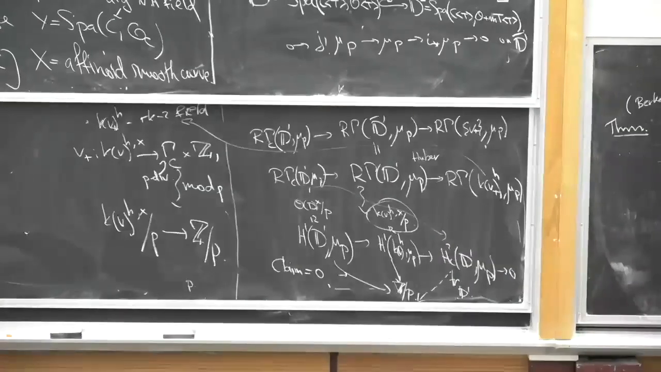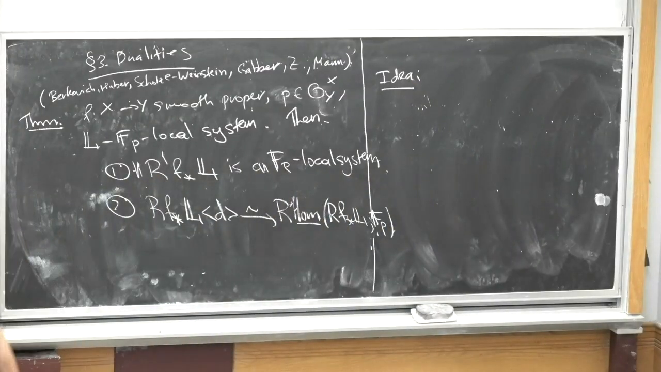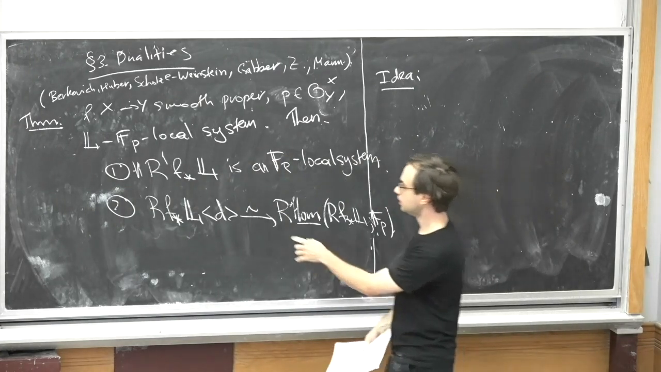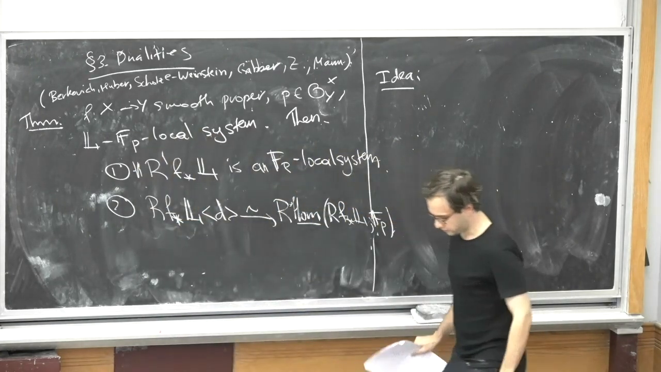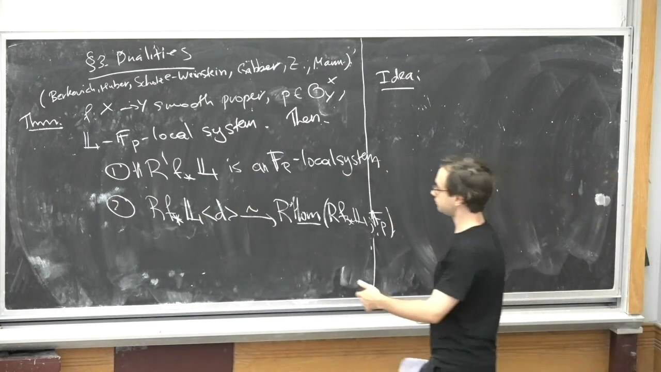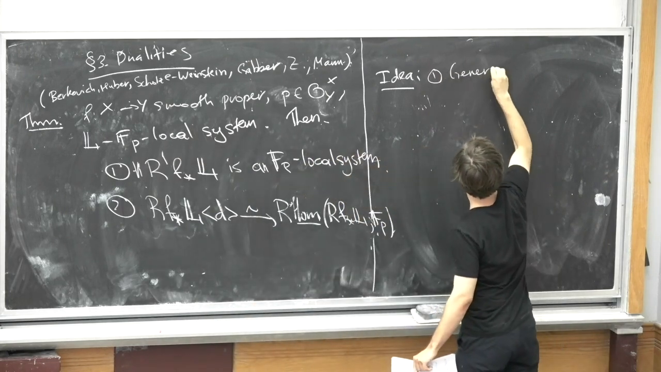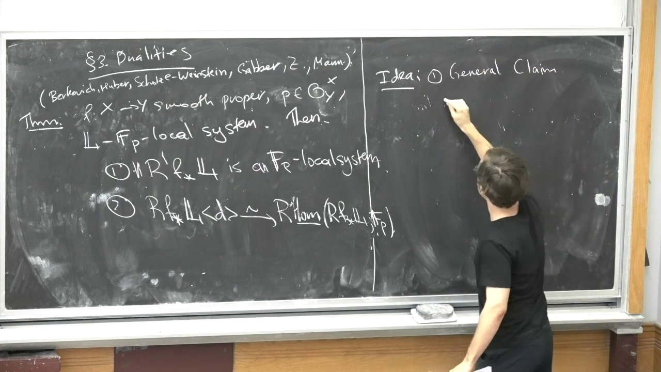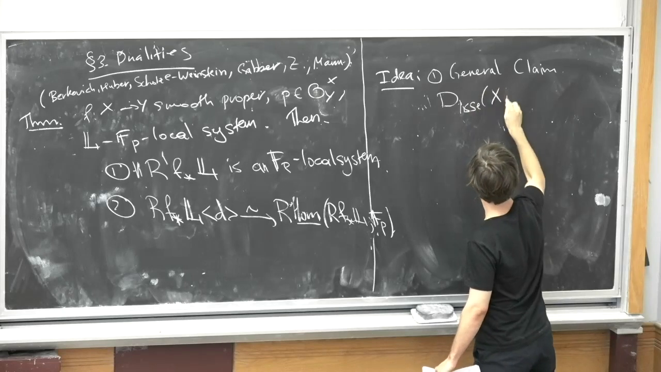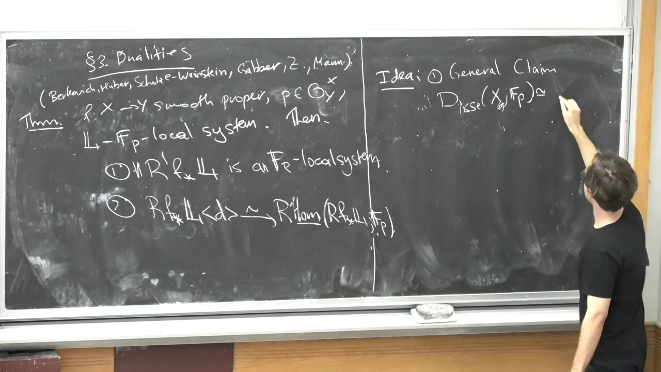Okay, so the first observation. The first thing is that this local system is kind of confusing. It's much more convenient to work with dualizable objects. And so the first general claim is that local systems on the outside are equivalent to dualizable objects inside.